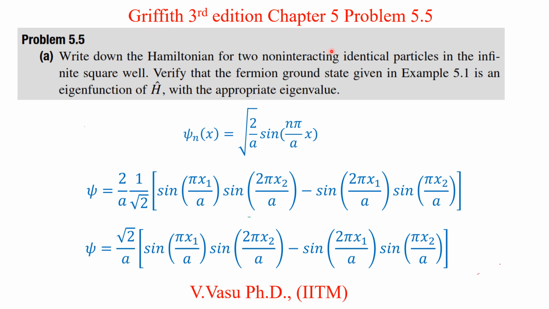Today we will solve the problem 5.5 of Griffiths, third edition, Introduction to Quantum Mechanics. The problem 5.5 consists of two parts. Now we will see part A. Write down the Hamiltonian for two non-interacting identical particles, that is, here it is identical particles in an infinite square well. Verify that the fermion ground state given in Example 5.1 is an eigenfunction of the Hamiltonian H with the appropriate eigenvalue.